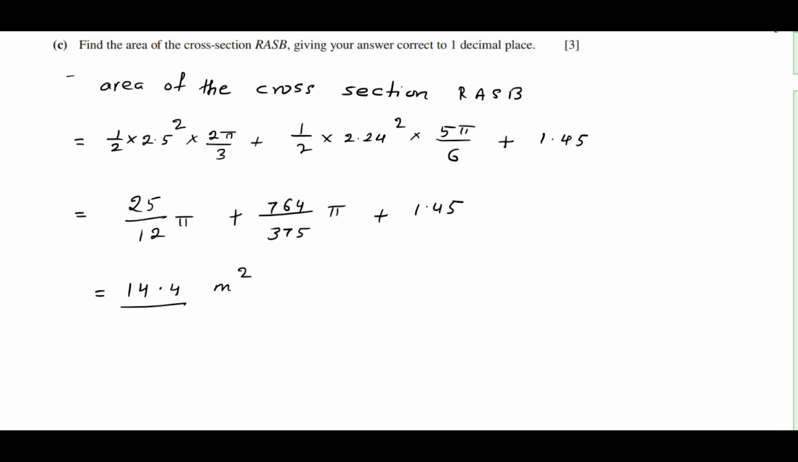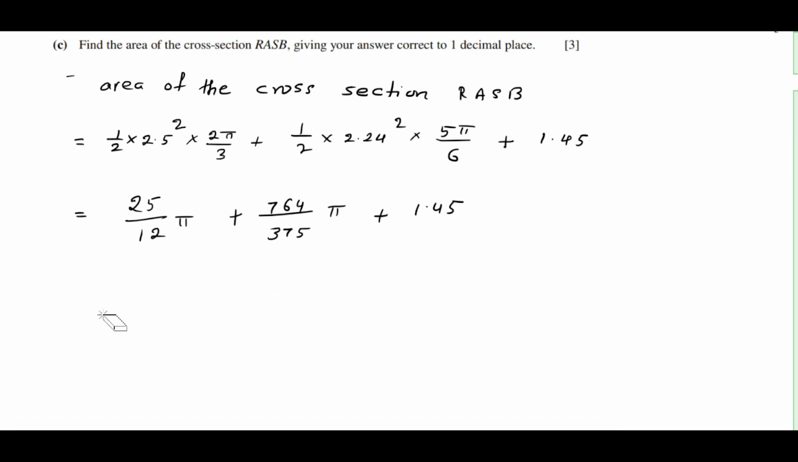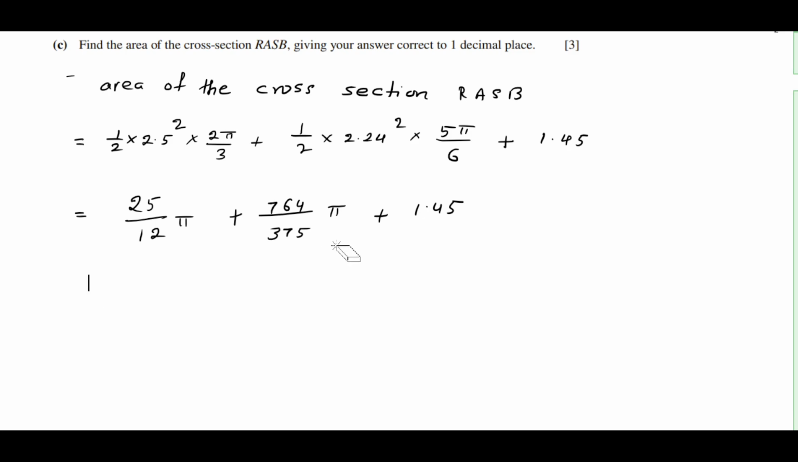Let me see if I have made some mistake in the calculation. Better I will convert to decimal. Just a minute. The final answer I am writing may be incorrect. 25 divided by 12 times pi is 6.54.